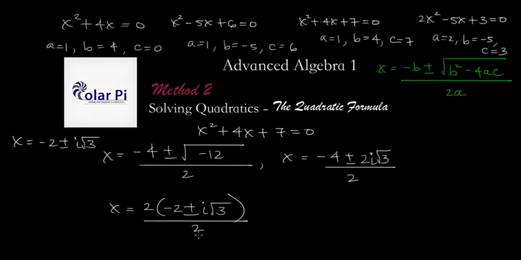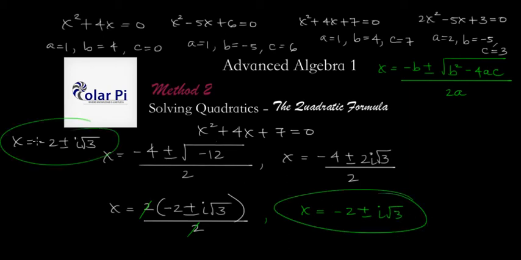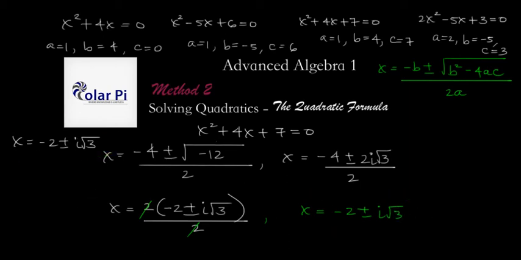Okay, divided by 2. Now we can do something about this 2 there and this 2 here. And look at what we've got left. We've got x equals negative 2, too eager, plus or minus i root 3. And this fella obviously is that. So we know that our answer is good.